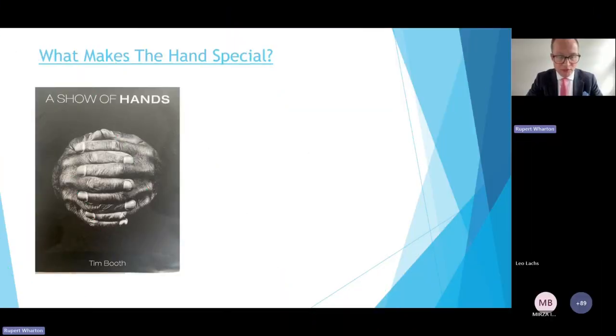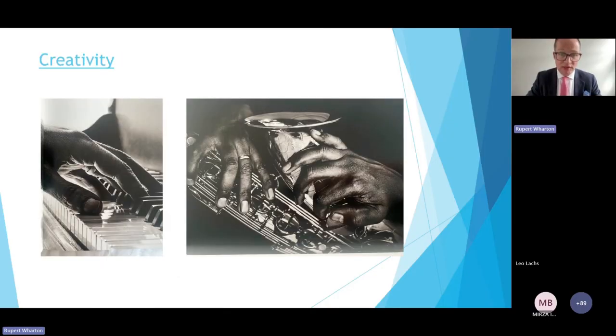I've taken some images here from a book that I was gifted by a photographer called Tim Booth, which I would thoroughly recommend. And he's provided a plethora of really beautiful images which demonstrate hand anatomy and hand function from an artistic point of view. And I think they illustrate really nicely some of the points that I want to get across to you in terms of what can happen if you experience dysfunction of your hand.